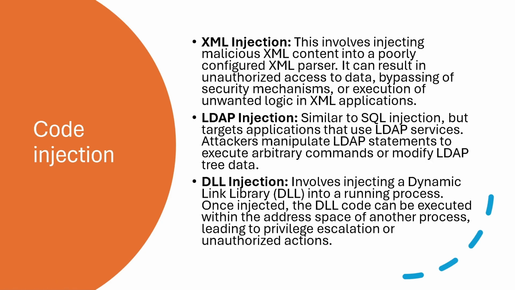XML injection. This involves injecting malicious XML content onto a poorly configured XML parser. It can result in unauthorized access to data, bypassing of security mechanisms, or execution of unwanted logic in XML applications. LDAP injection. Similar to SQL injection, but targets applications that use LDAP services. Attackers manipulate LDAP statements to execute arbitrary commands or modify LDAP tree data.